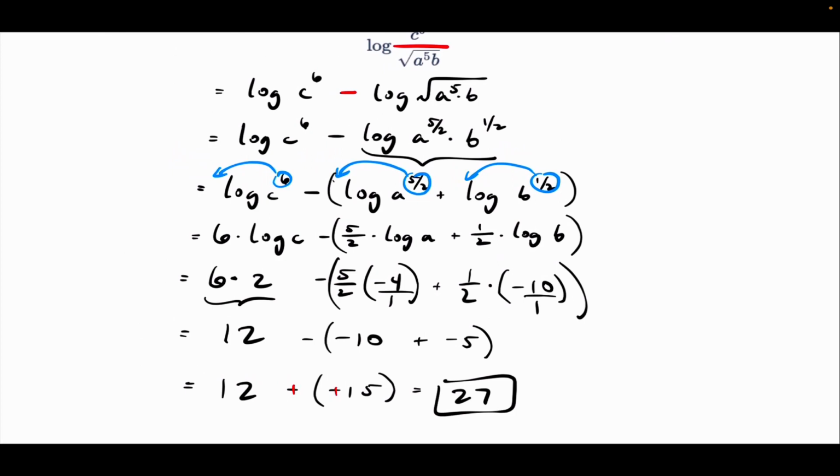+27. So the only difference between that one and the ones we did earlier was the last part where we just had to change them. Anytime I see log of A, -4. Anytime I see log of B, -10. Anytime I see log of C, put in a 2. That was the only difference.